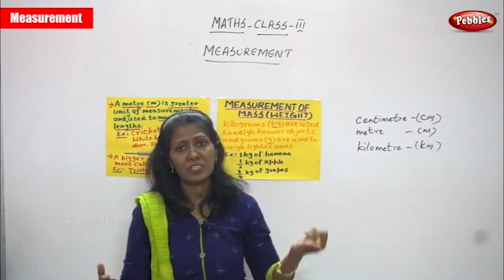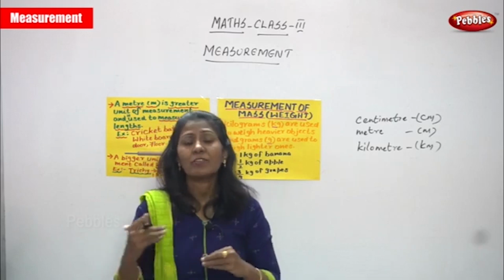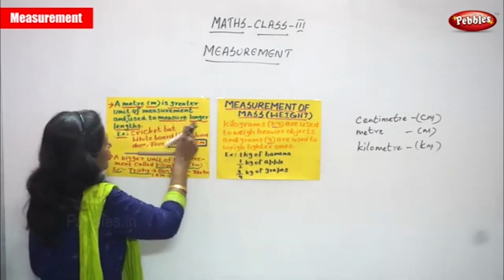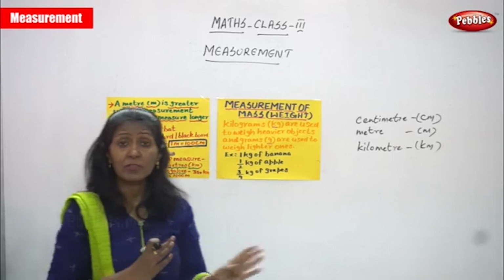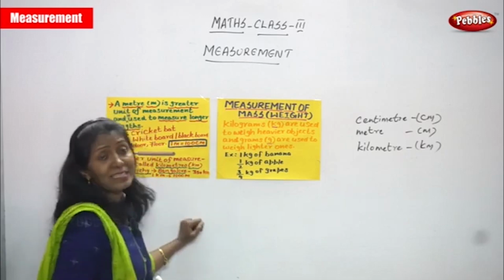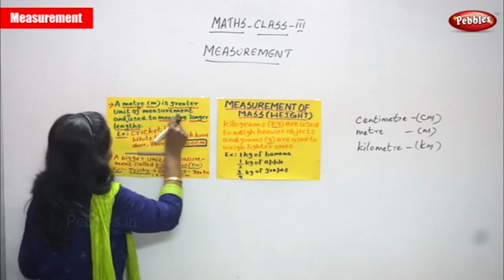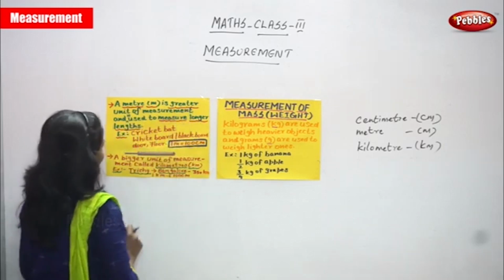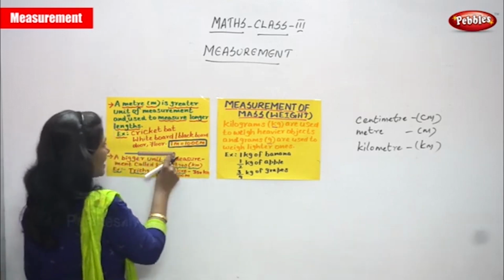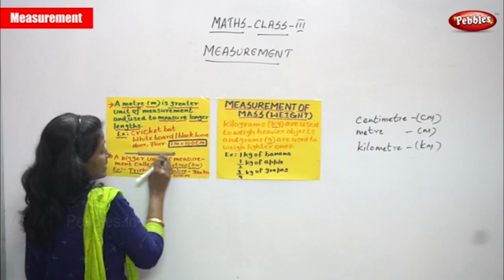Smaller length we measure in centimeter. Longer length, that is a middle length, we measure in meter. So that is what I explained already. Otherwise, compared with the very far distance, we can call it a middle length. So longer length or middle length we measure in meter. A cricket bat, generally we measure in meter. Whiteboard or blackboard, door, floor, all come under the meter category.